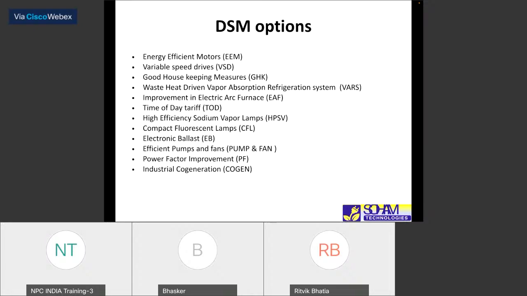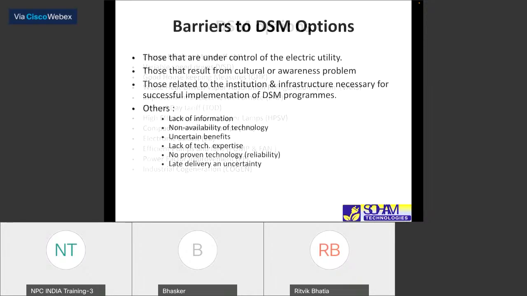Then there is the improved electric arc furnace, time of day tariff, high efficiency sodium vapor lamp for security purposes, compact fluorescent lamp or LEDs now, electronic ballast, efficient pumps and fans, power factor improvement, and industrial cogeneration. These are all the DSM options. If you go to the BEE site also, they will show you this.